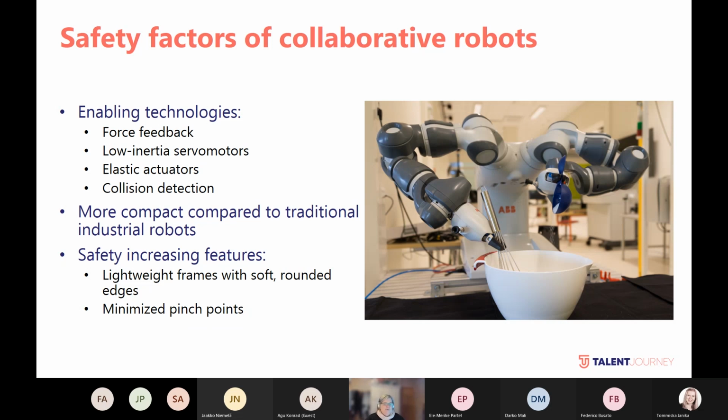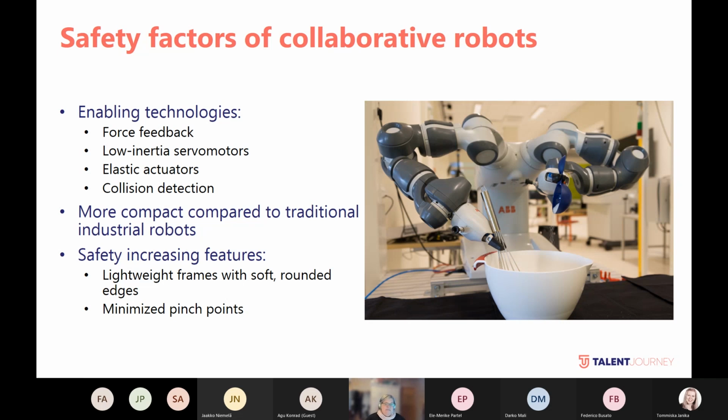Collaborative robots are generally more compact than traditional industrial robots. And when there is no need to build any safety fences around them, the space they take up is very small when the robot is not in operation.